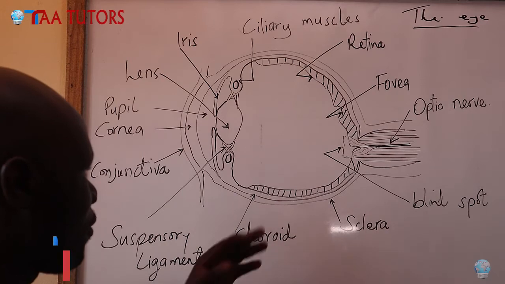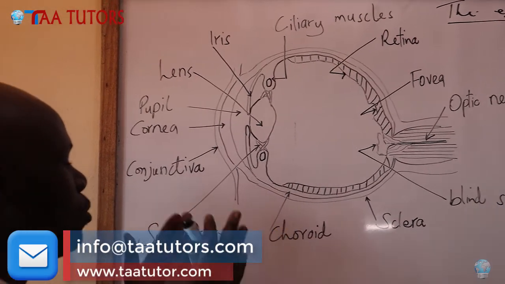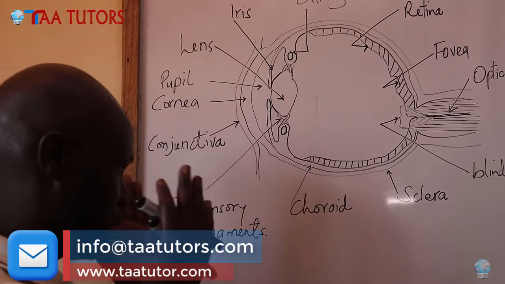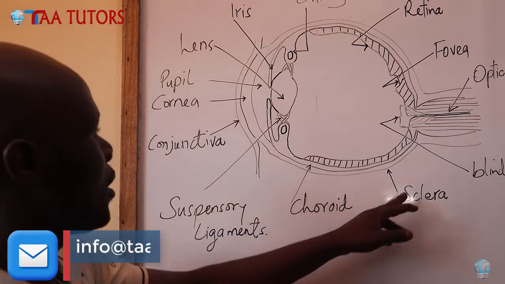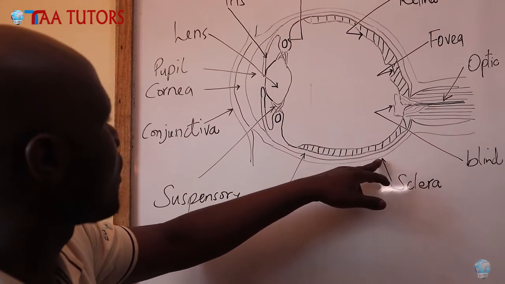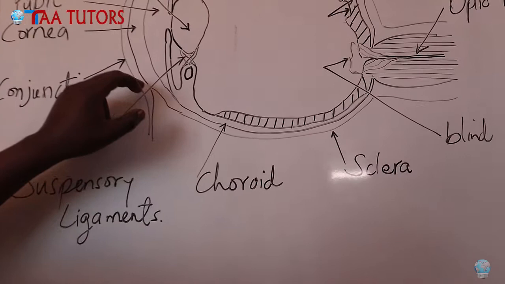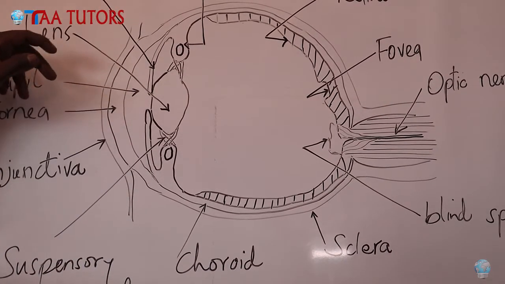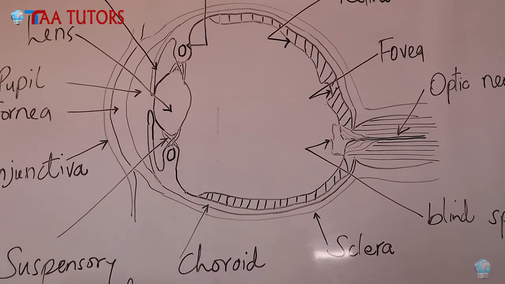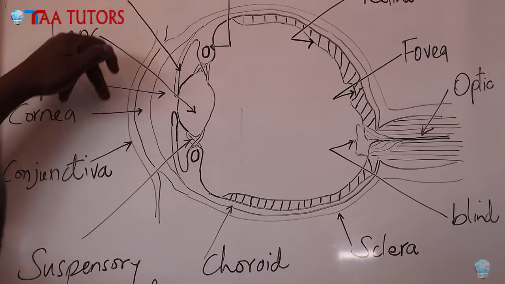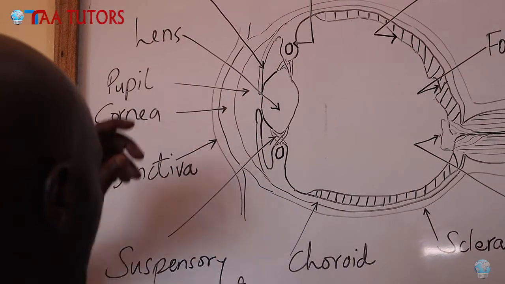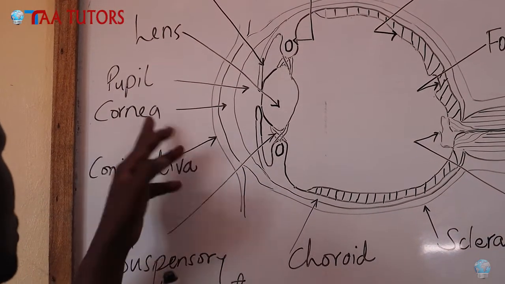It is actually made up of a tough membrane to protect the inner part of the eye. So this particular membrane, you can follow it with me, extends up to the front part, where it forms a transparent part that is called the cornea, and the outer part of it still has a sheet that is also protective, that can protect the eye.